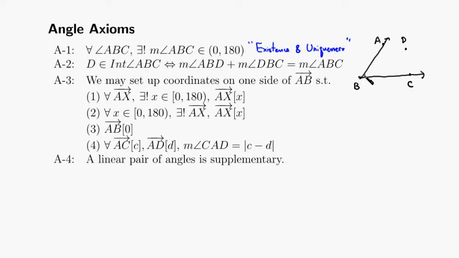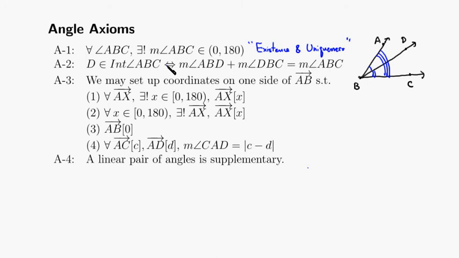If you have an interior point there, let's call it D. The ray BD is going to basically split the angle measure-wise. So the sum of the measure of angle ABD, which is right here, and the measure of DBC is going to be equal to the measure of angle ABC. And this is if and only if, so it goes the other way around too. If you have an interior point, the ray going through that interior point is going to split the measure into two parts.